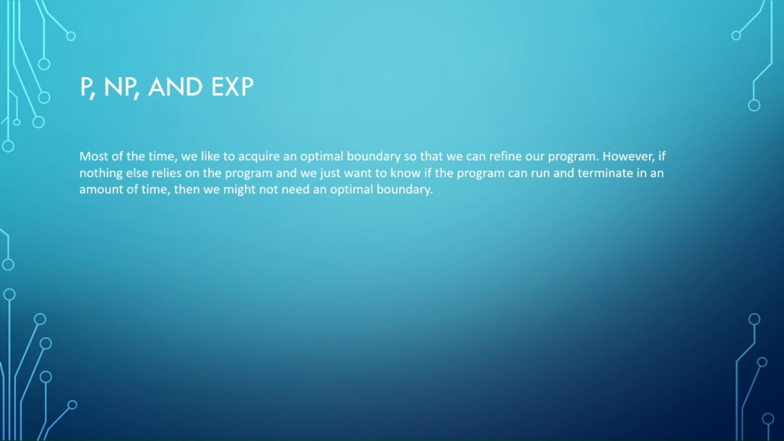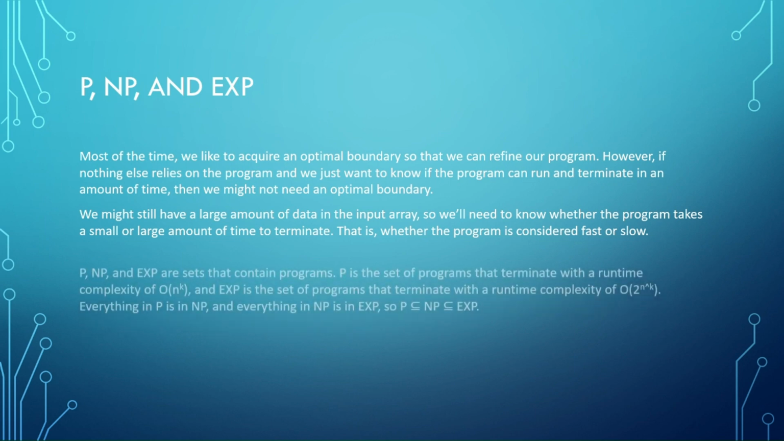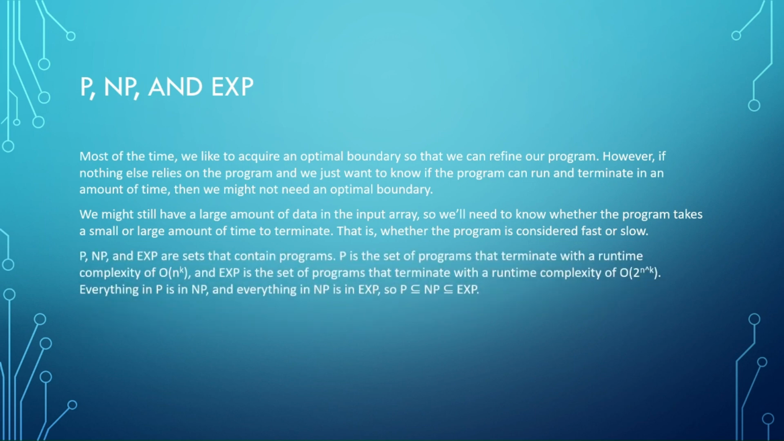However, if nothing else relies on the program, and we just want to know if the program can run and terminate in an amount of time, then we might not need an optimal boundary. We might still, of course, have a large amount of data in the input array, so we'll need to know whether the program takes a small or large amount of time, so whether it's considered fast or slow. This lecture covers both TOC and DSA. I've tried to make it exhaustive for them.